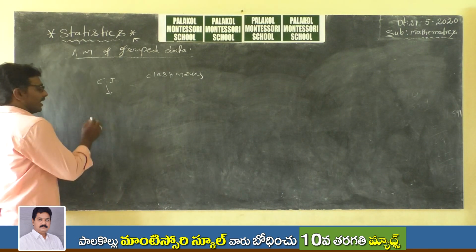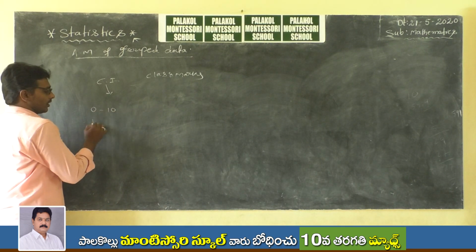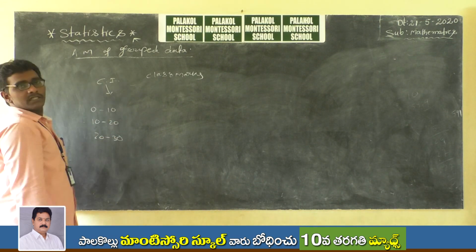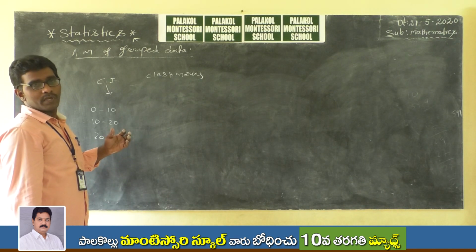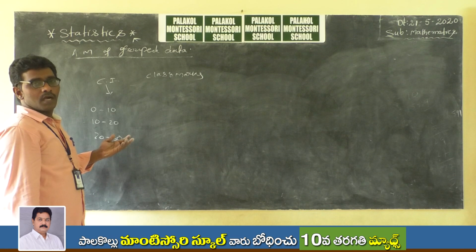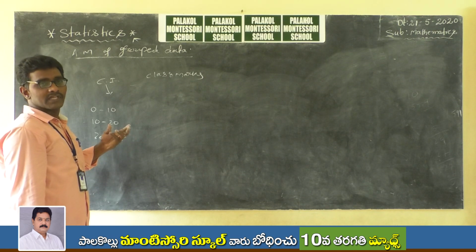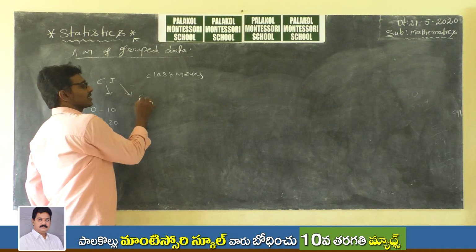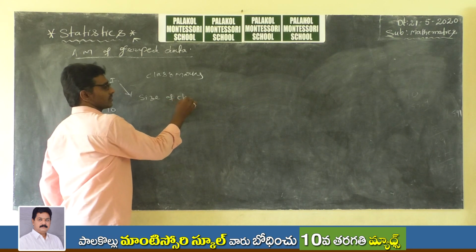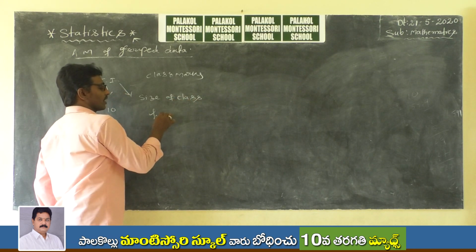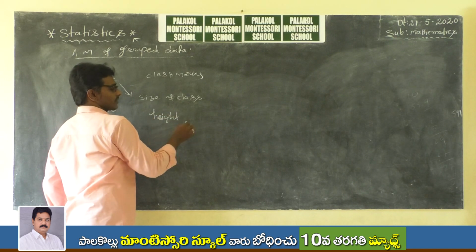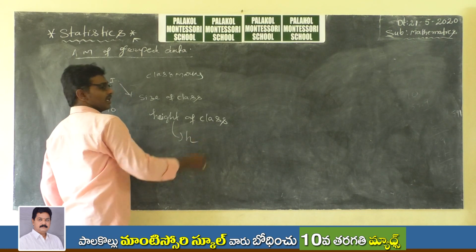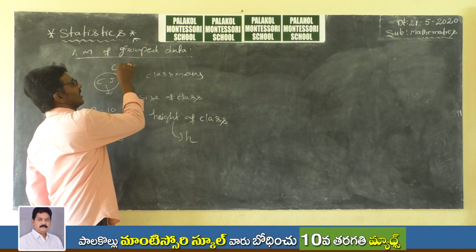So, suppose I take it that one example 0 to 10, 10 to 20, 20 to 30. Yes, the difference between that lower limit or upper limits and lower boundaries and upper boundaries of the class, it is called a class interval. The class interval is another name, size of class, and another name, height of the class. Yes, height of the class is the same. H is a short notation, C I.